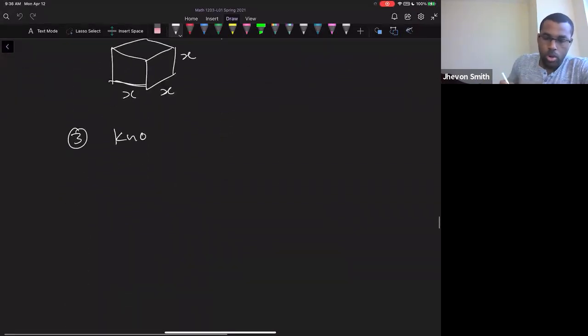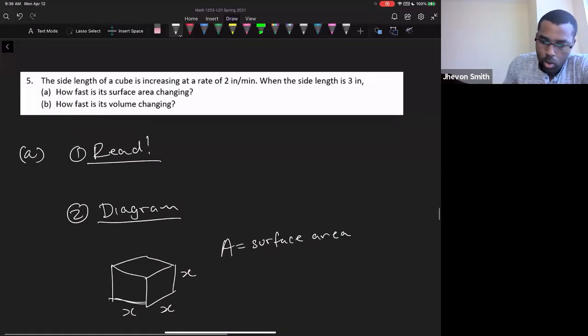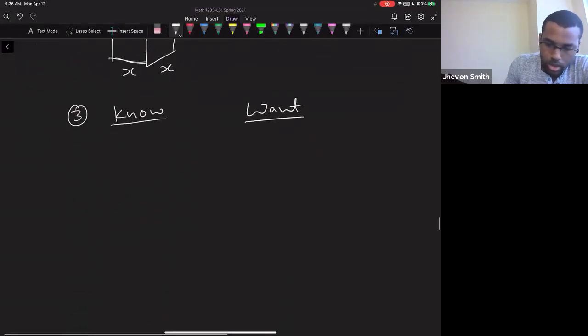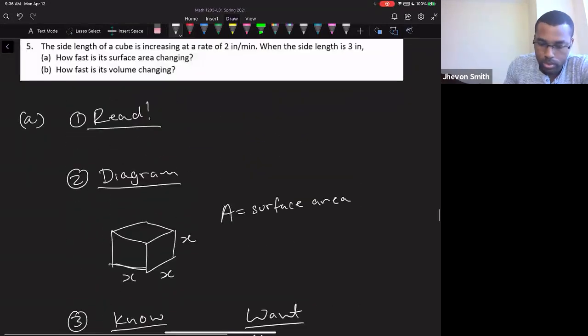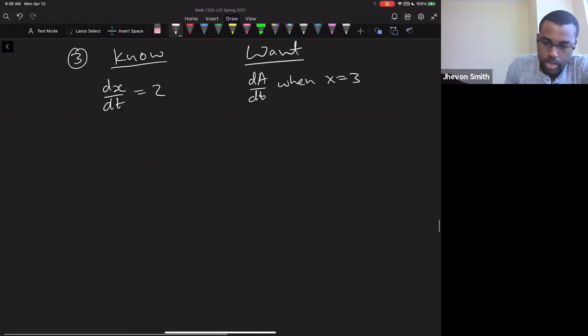Okay. What do we know? What do we want? We know that the side length is increasing at 2. So we know that dx/dt is 2. We want dA/dt when x equals 3. Yeah, that's for part A. Now we don't even have to look at the word problem anymore.